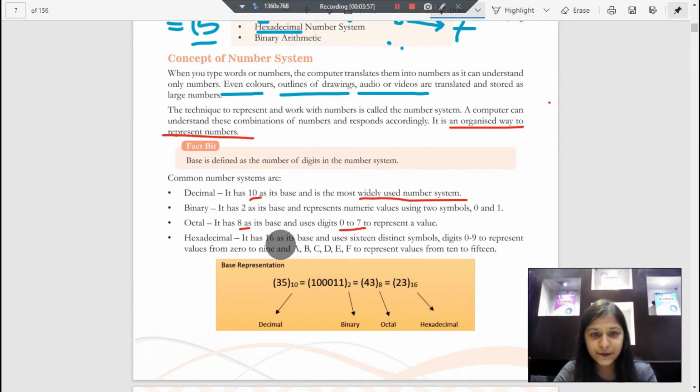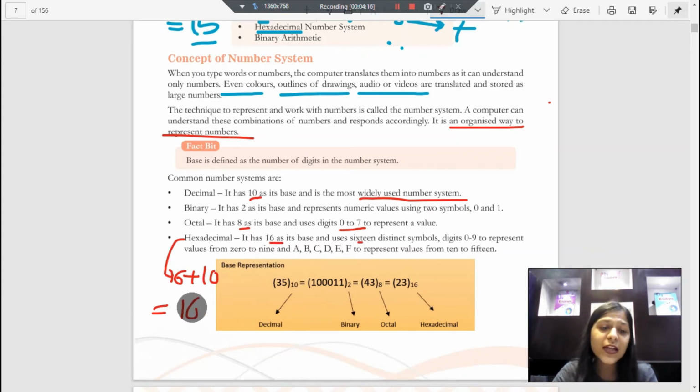Hexadecimal. It has 16 as its base and uses 16 distinct symbols. We just learnt about that, right, children? So hexa means 6 and decimal means 10. So how many numbers are we supposed to have in the base? That is 16.